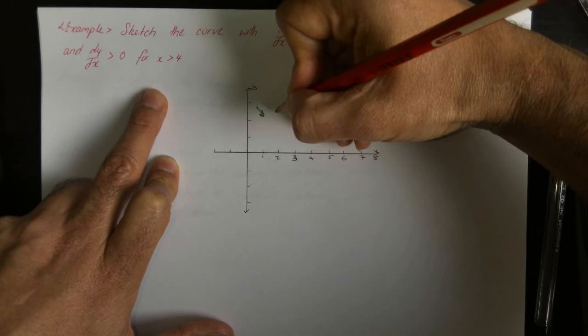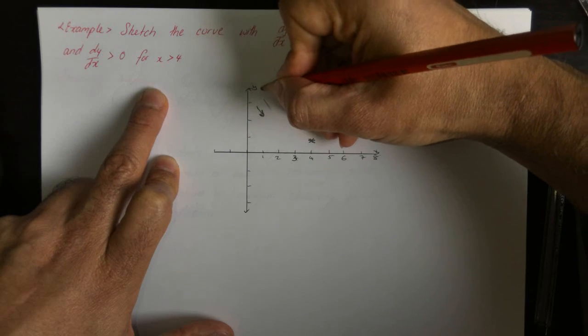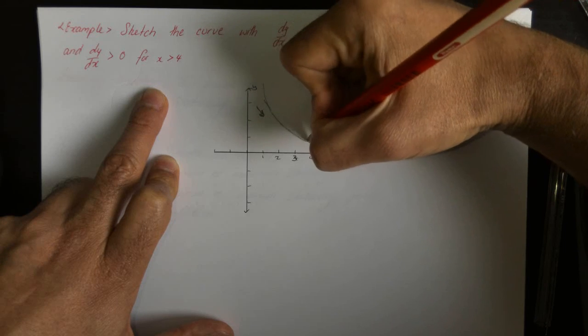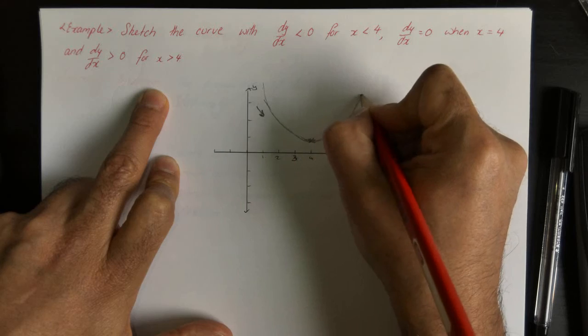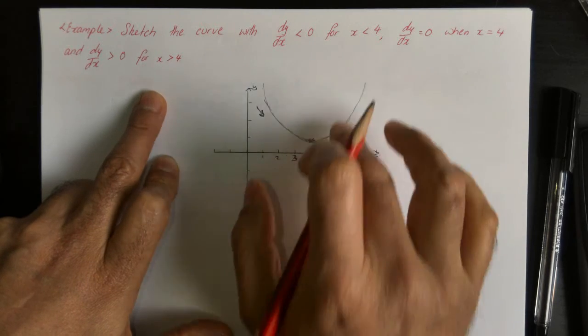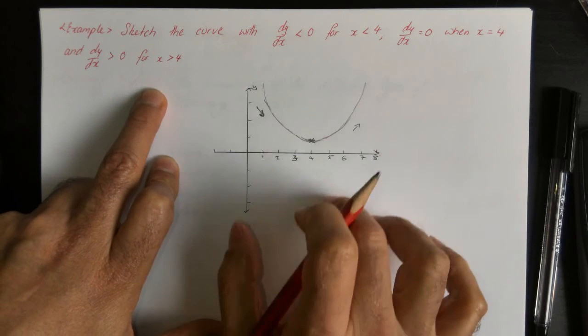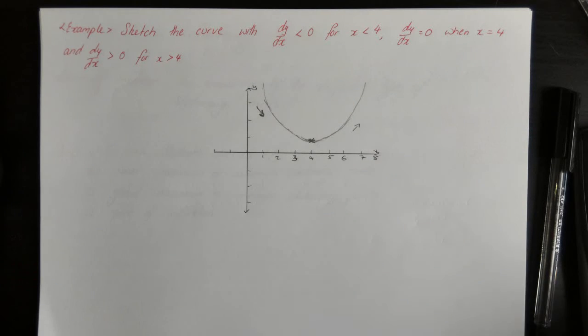So really, I can draw a curve that looks like that. Now, it can move anywhere. It can be translated up or down because we don't know where the constant is.